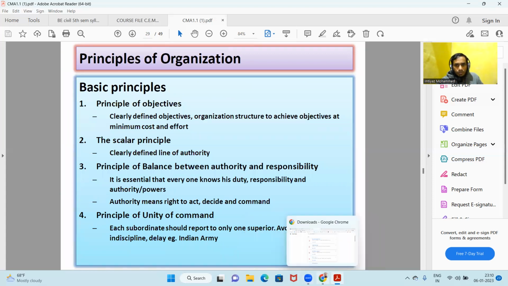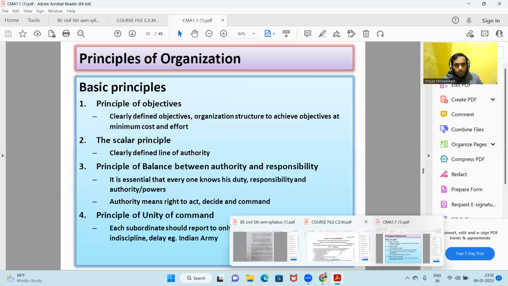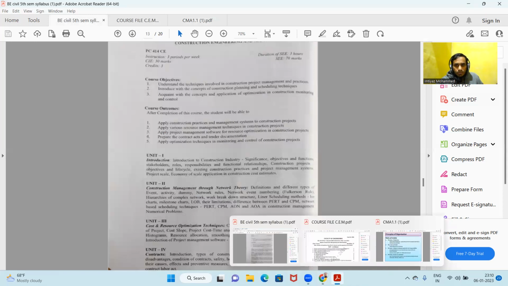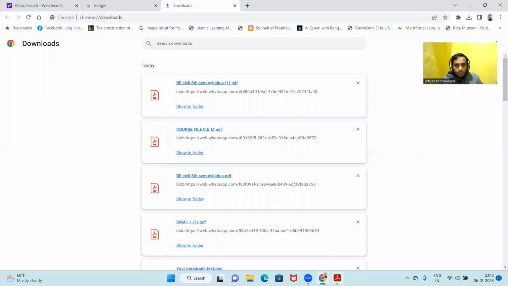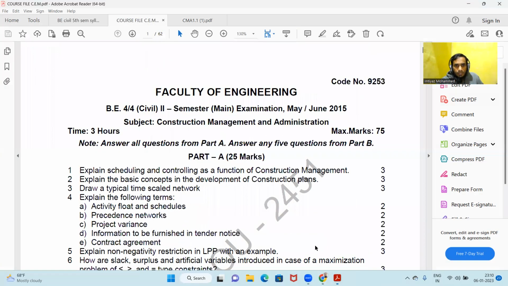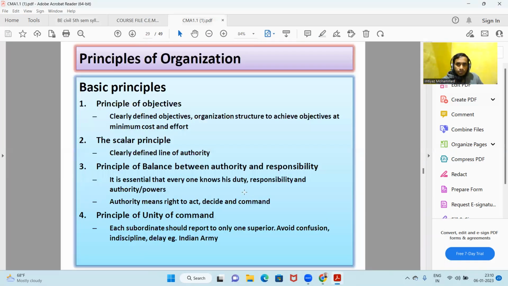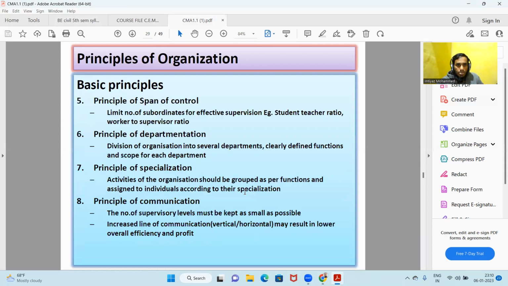Okay, because they do not form part of the syllabus. Principles of organization is not included in the syllabus. You have construction project objectives and life cycle and so on. So I had discussed the life cycle of the project. Right now I may not have the document, so you can just go through the one which I had shared in the WhatsApp group.